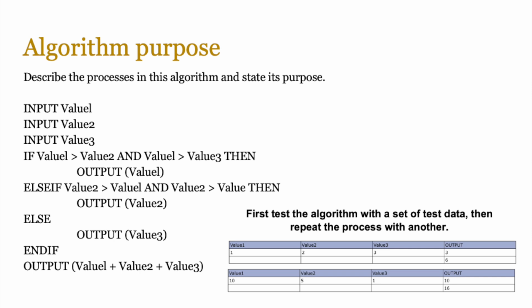But if you were doing it in a trace table, we would then look at value 1, value 2, and value 3 in the trace table and the output. We will then use some test data, basically a set of numbers in this case. For example, we used 1 for value 1, 2 for value 2, and 3 for value 3. We'll then follow the logic in the algorithm and list the output in the output column. We can then repeat the process with another set of test data to verify if our initial decision was correct. And that helps you decide the purpose. Now, this algorithm is pretty straightforward. It just simply works out the highest value out of the three and then outputs the total of the three values.